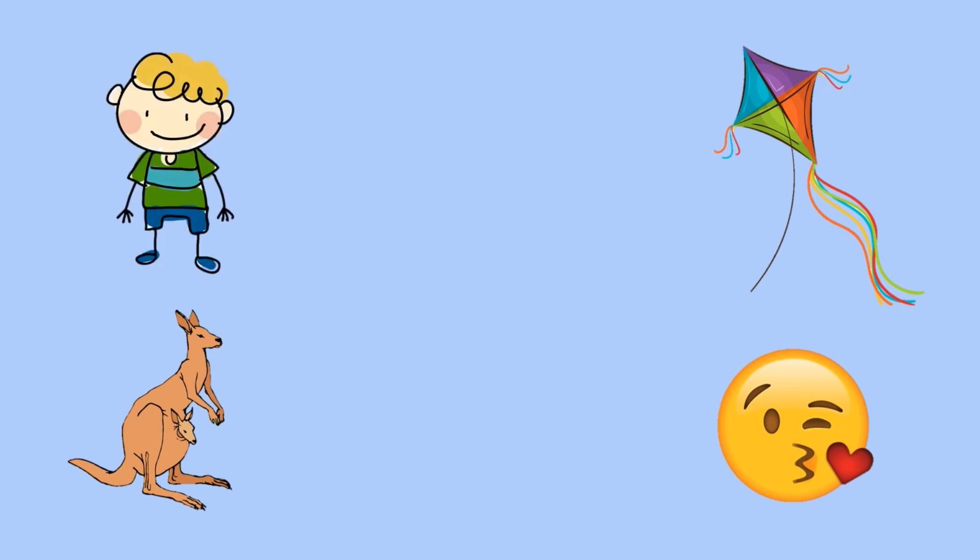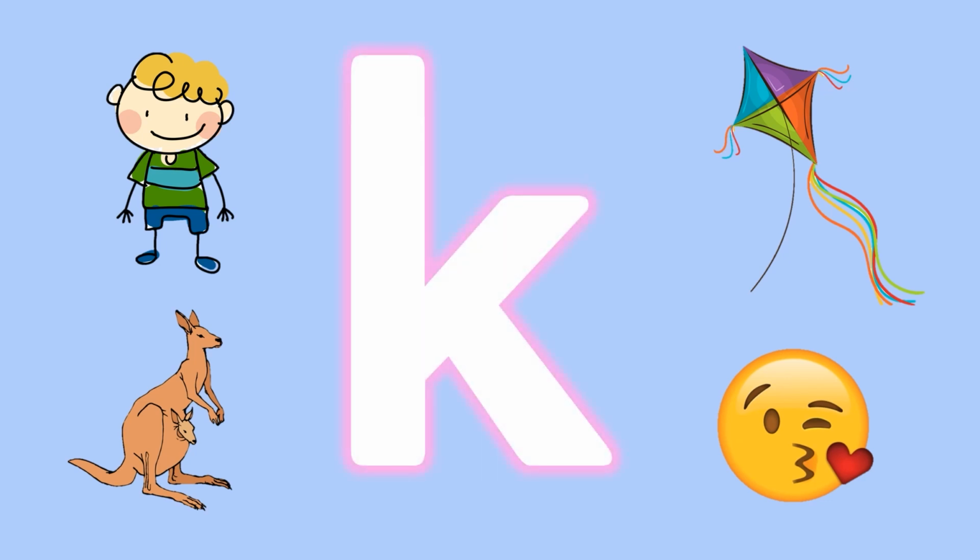Next one. Kid, kangaroo, kite, kiss. Can you tell me what the starting sound is? Yes, k, k. This is big k. K, k, kid, k, k, kangaroo, k, k, kite, kiss. Very good. Remember, this is the big K.